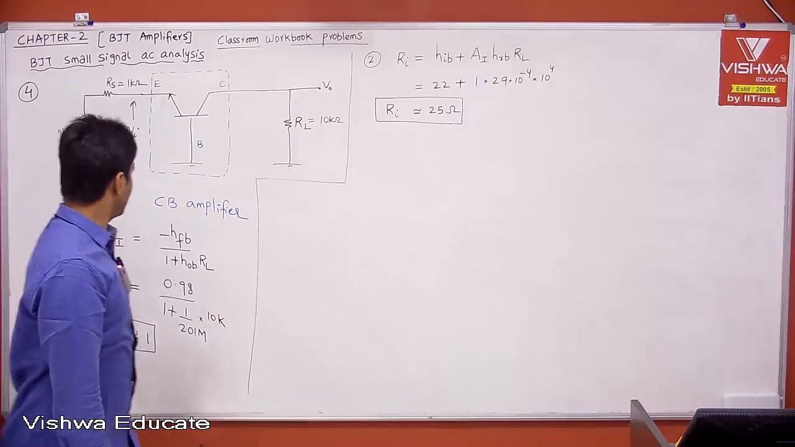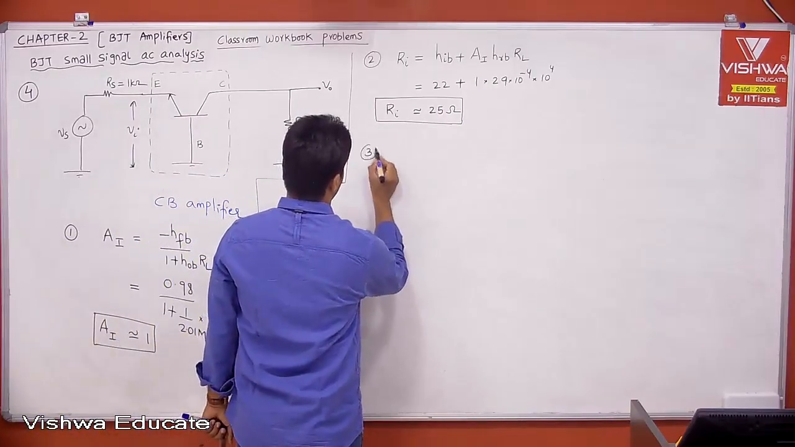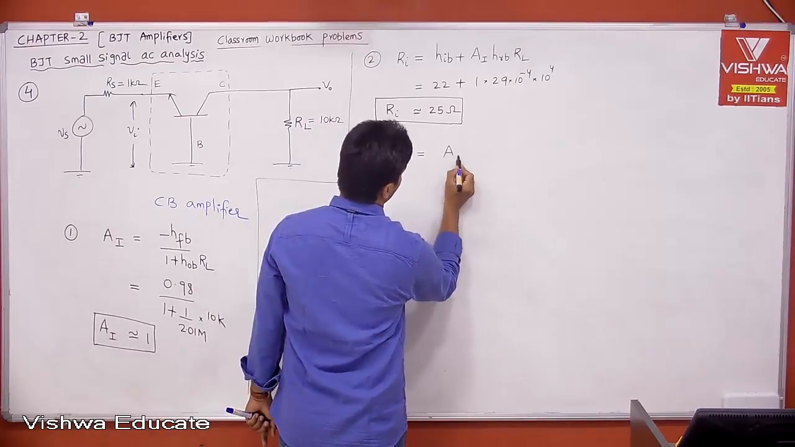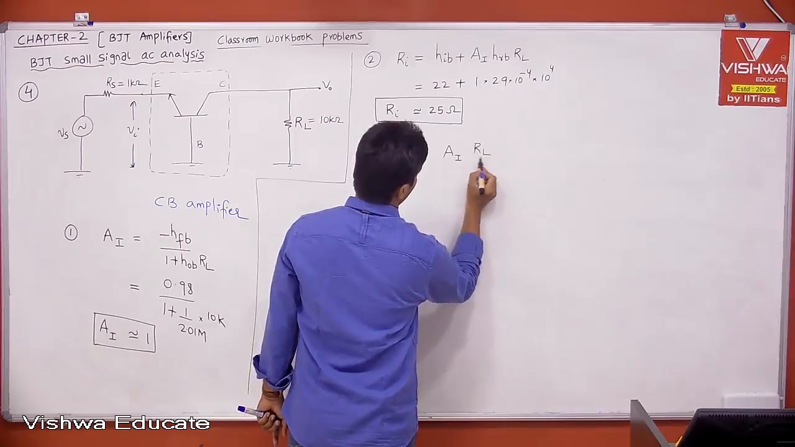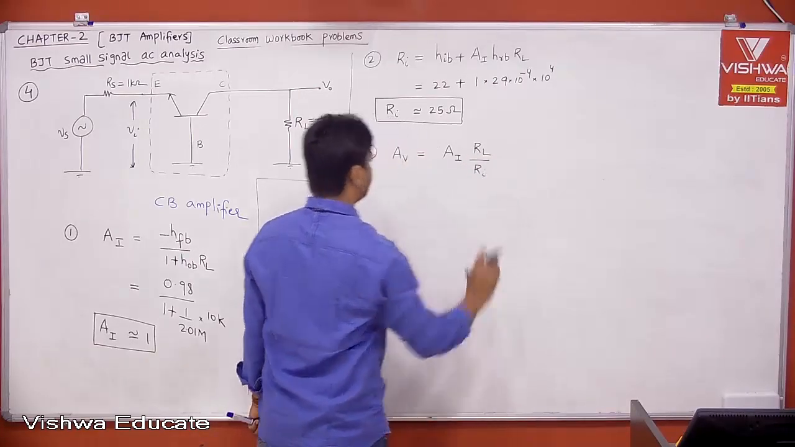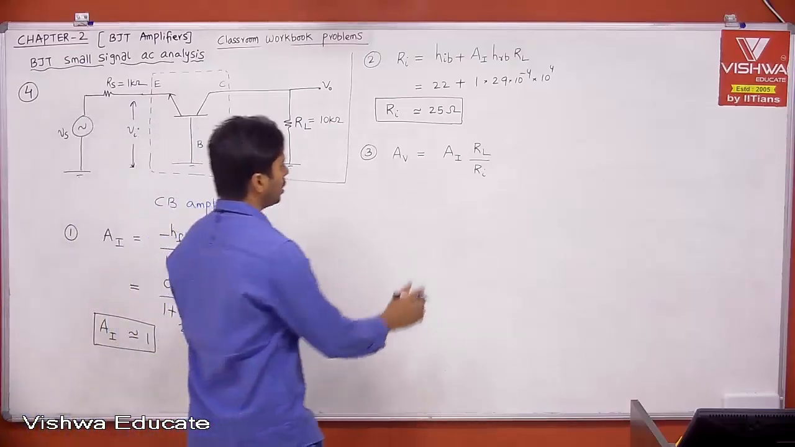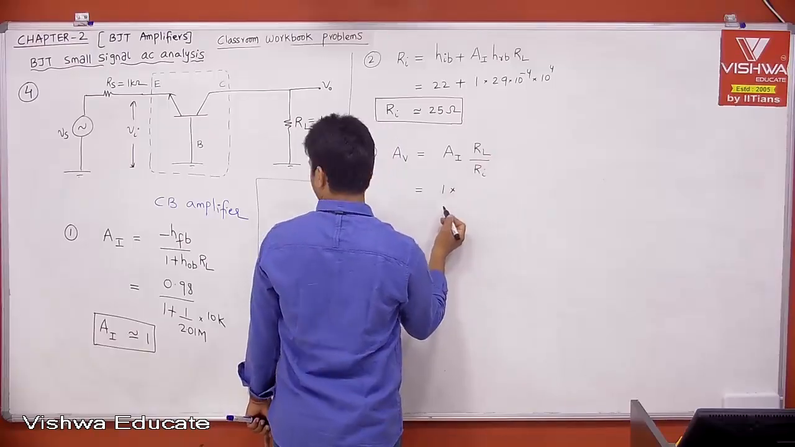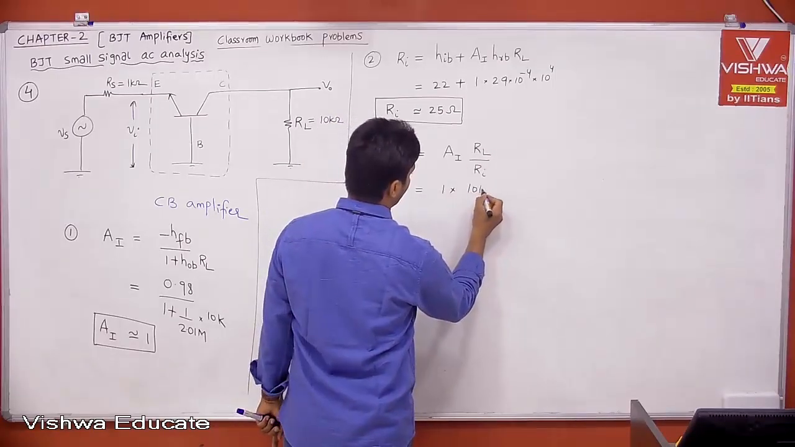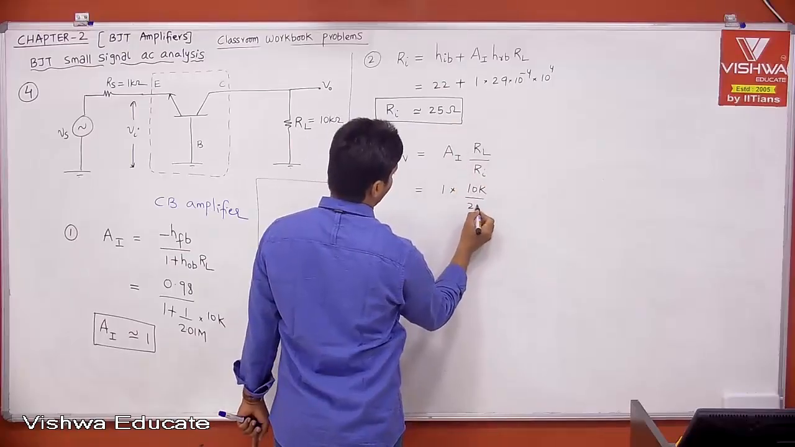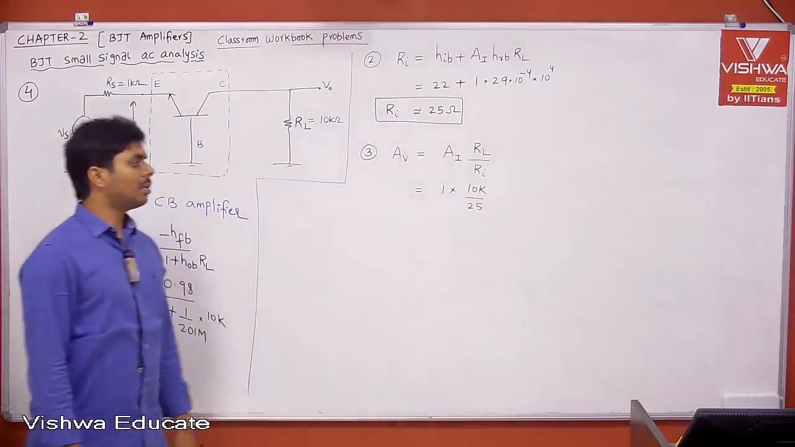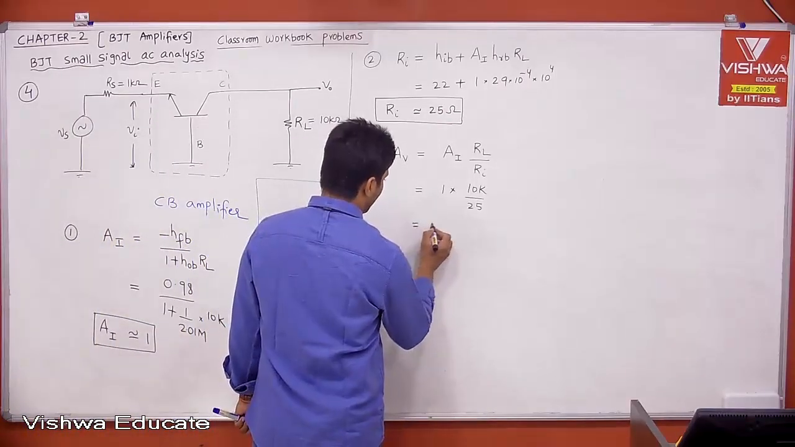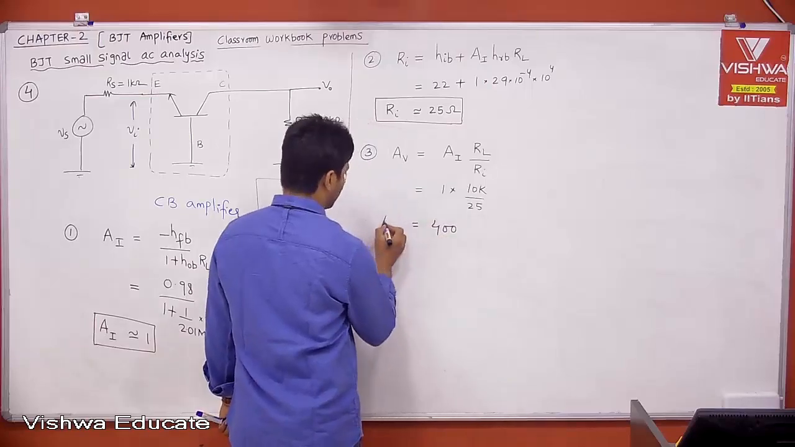Okay. Now, let's see the third one. Voltage gain. What is the voltage gain formula? AV is equal to AI into RL divided by RI. Then what is AI? AI is already calculated, approximately equal to 1. What is RL? That is 10K. And what is RI? That is 25. Then what is 10K by 25? 10,000 by 25, which is 400. Therefore, AV is equal to 400.